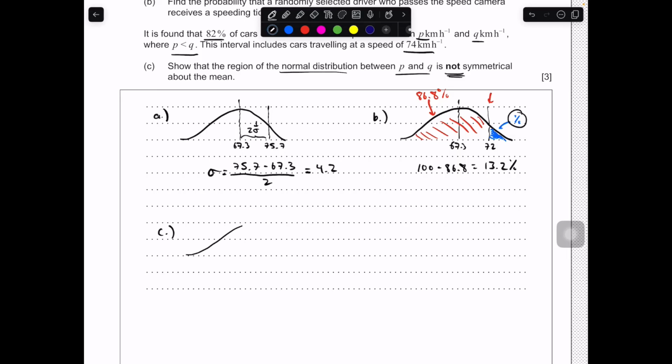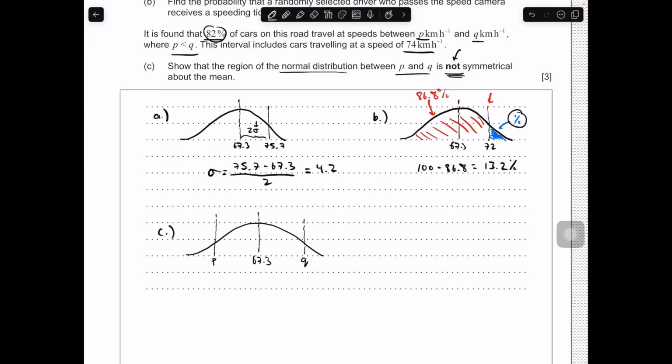So here's a normal distribution. Let's try to see what's going on here. The mean again is 67.3, and they tell us it's not symmetrical. 82% of the drivers on the road travel between P and Q, and it's not symmetrical. And it also includes this value of 74. So let's imagine here's P, here's Q. How can we show that it's not symmetrical?